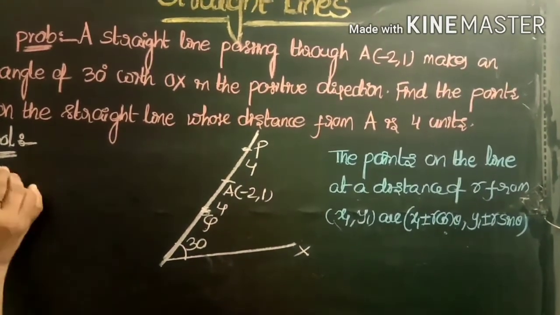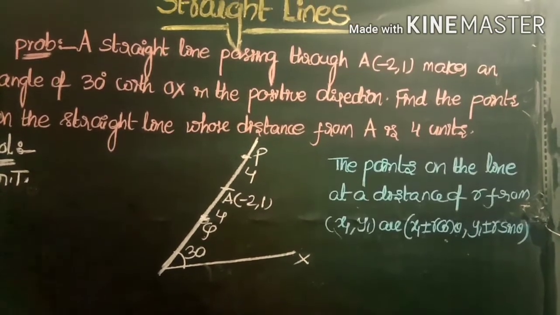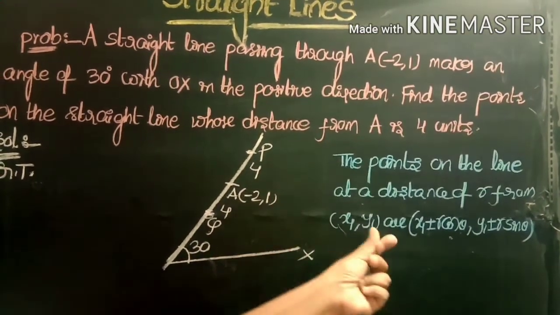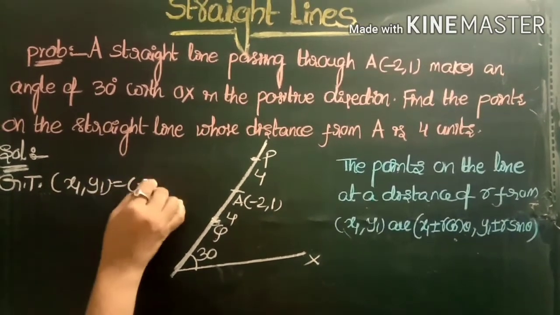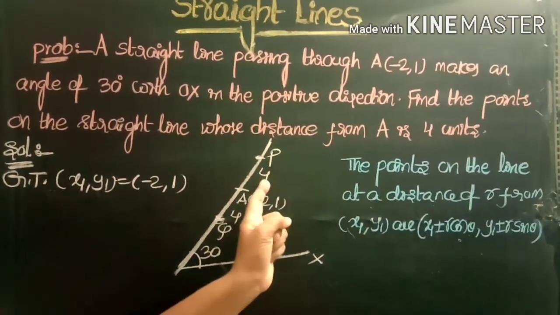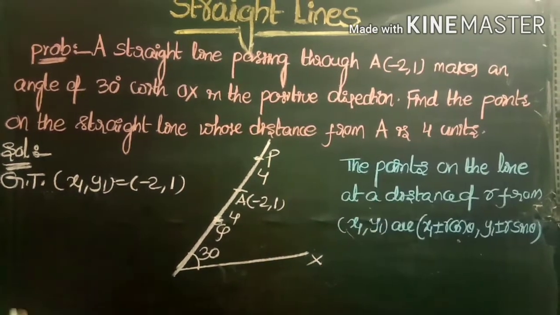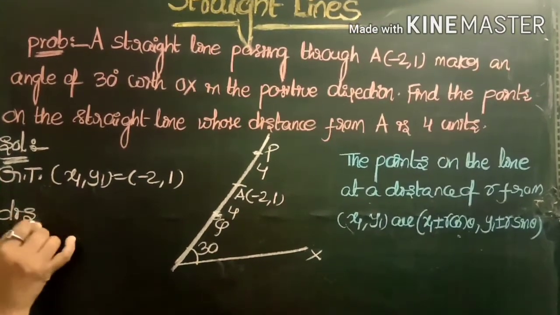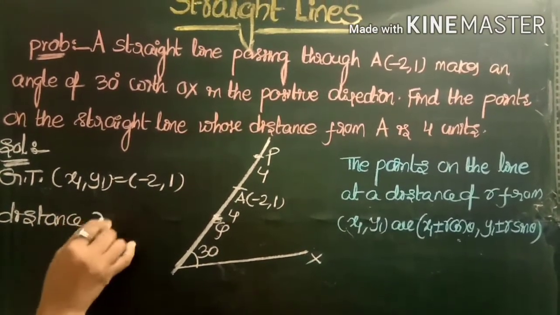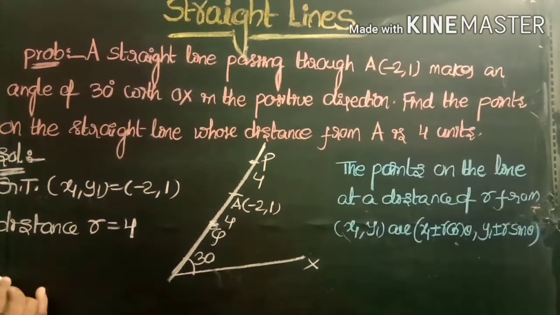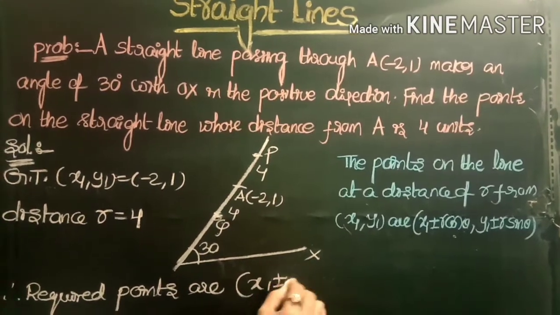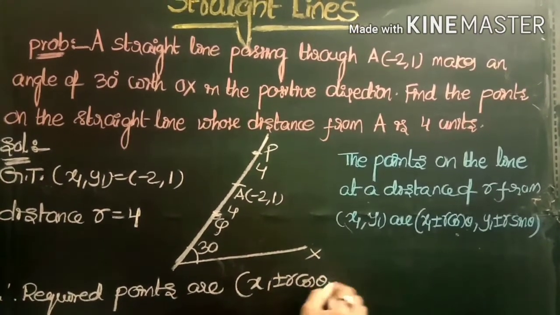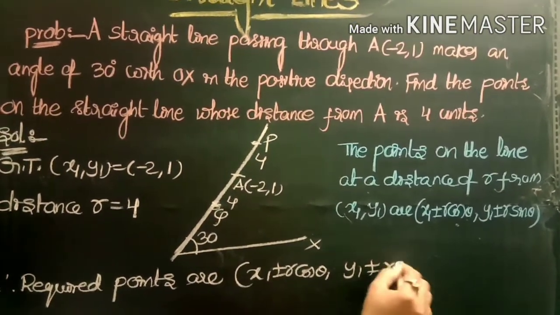So first we write the given data. The point on the line we take as (x1, y1) = (-2, 1). The distance is 4. Distance means r, so r = 4. Therefore the required points are, by the formula, (x1 plus or minus r cos theta, y1 plus or minus r sin theta).